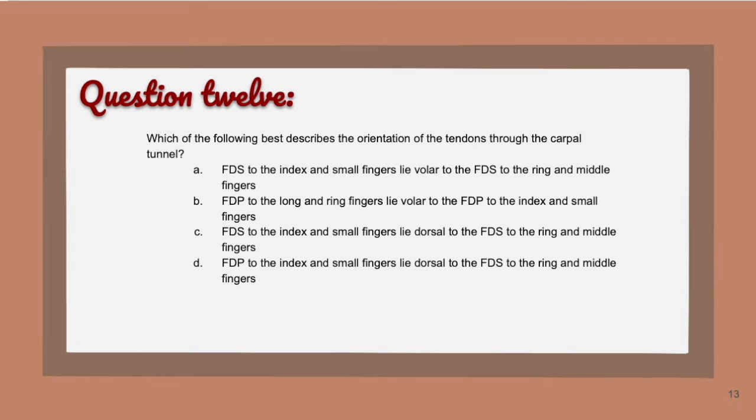A. FDS to the index and small fingers lie volar to the FDS to the ring and middle fingers. B. FDP to the long and ring fingers lie volar to the FDP to the index and small fingers. C. FDS to the index and small fingers lie dorsal to the FDS to the ring and middle fingers. D. FDP to the index and small fingers lie dorsal to the FDS to the ring and middle fingers.